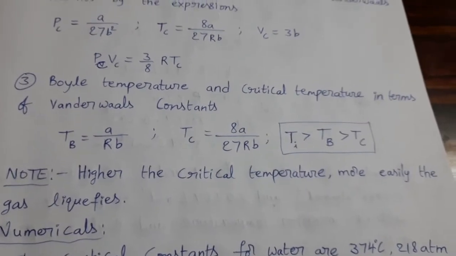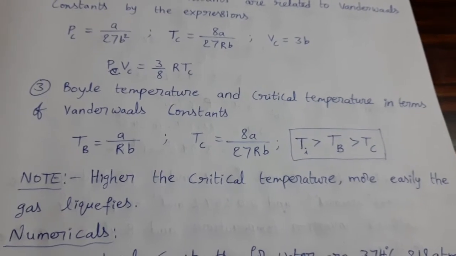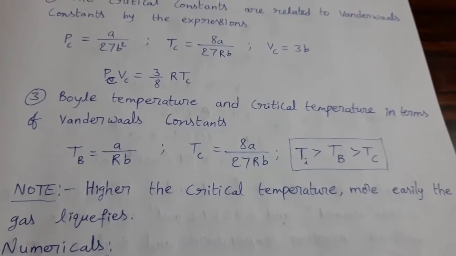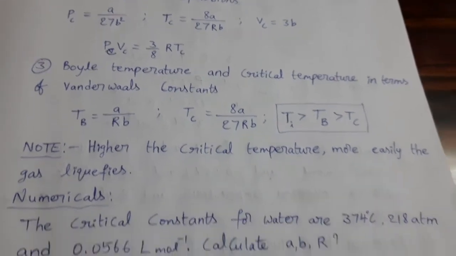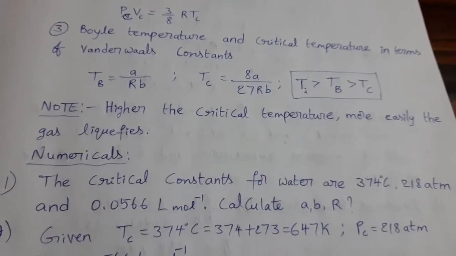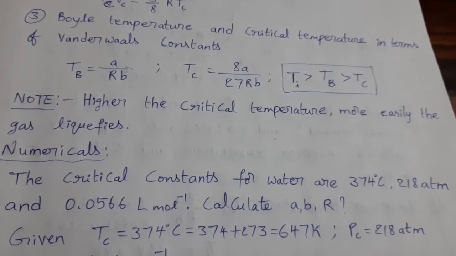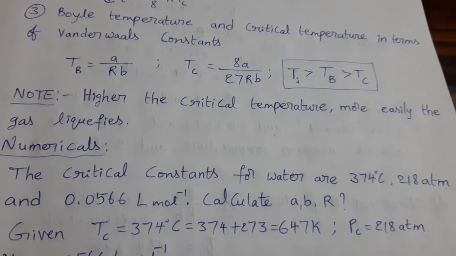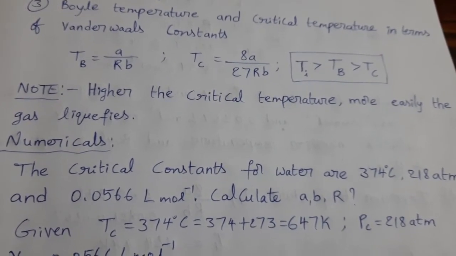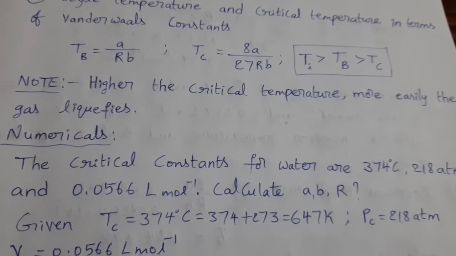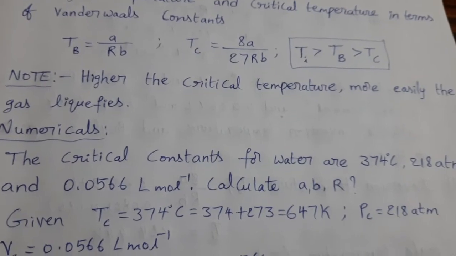Next, higher the critical temperature, more easily the gas liquefies. So for a particular gas, if the critical temperature value is more, then it can be liquefied easily. See the numericals. The critical constants for water are 374 degrees Celsius, 218 atmosphere and 0.0566 liter mole inverse. Calculate a, b and R.